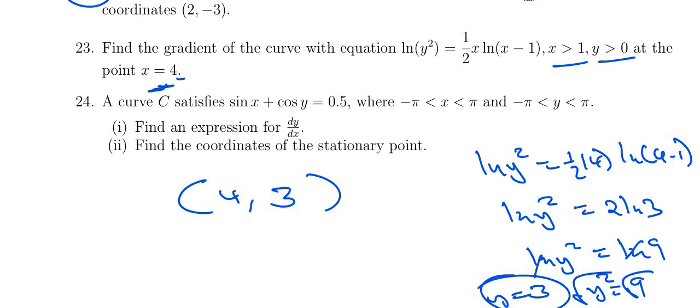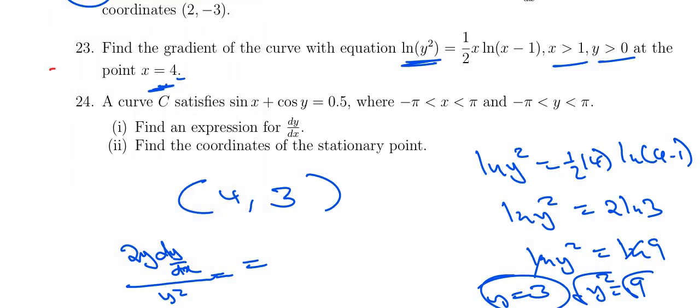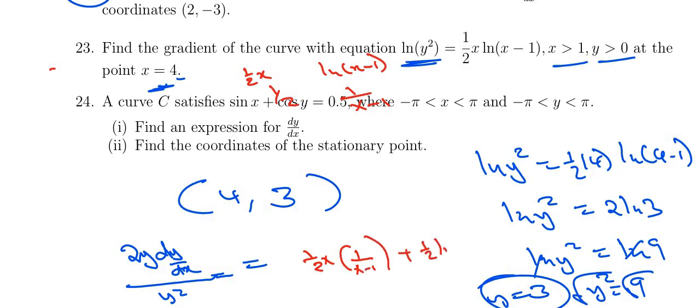That's the 3. We need this full point because when we differentiate, the derivative here is going to be 2y dy/dx over y squared, is equal to, we're differentiating these using product rule, so we are supposed to have half x and the ln of x minus 1. This is just half. This one here will be 1 over x minus 1. So we're going to get half of x and 1 over x minus 1 plus half ln of x minus 1.